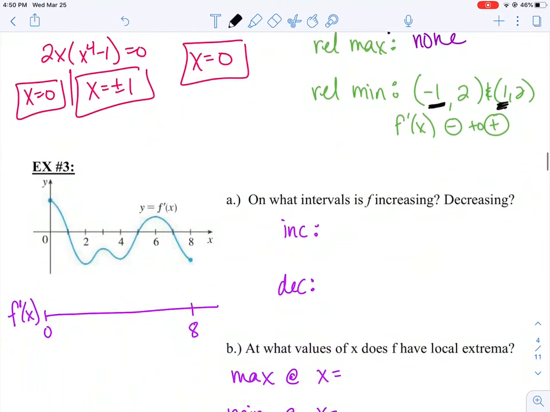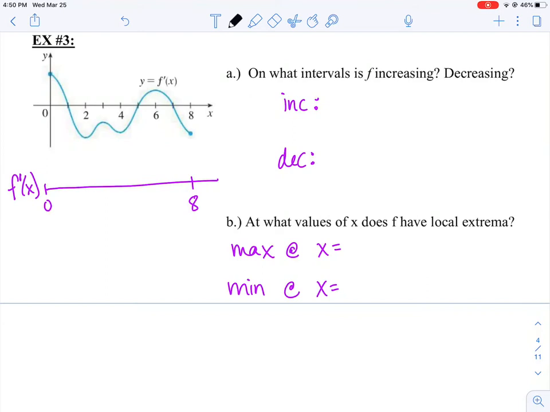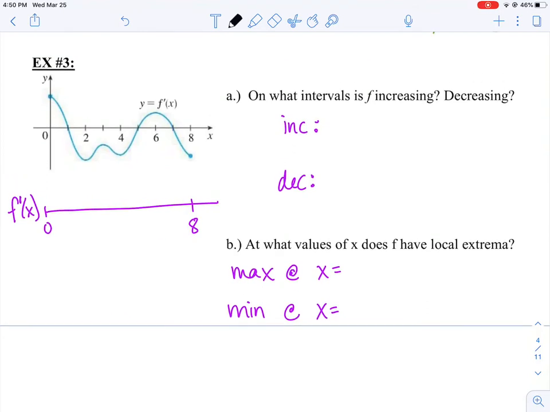Okay, I'm going to go ahead and squeeze in our last example here, example number 3. This one's a little bit different because it doesn't give us an equation anymore, it gives us a picture. But it doesn't give us a picture of the original f, it gives us a picture of the derivative of f. So the graph that they give us in this example is the graph of the derivative. And it's going to ask us a few things.